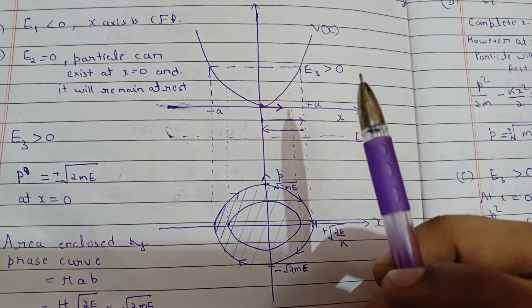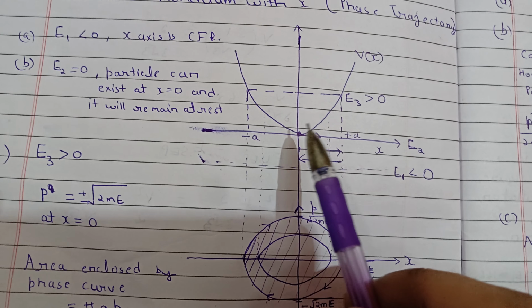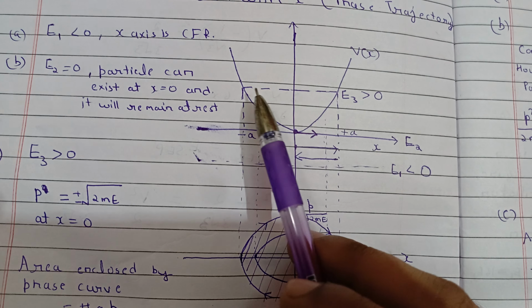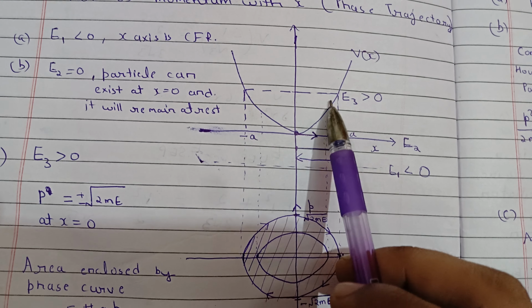Next is E2, where the particle can exist at x equal to 0 and it will remain at rest. Now the energy is E2, so only this region is possible, and the particle should be at rest at this point. This will be the second condition, when the energy E2 is 0. Now there is a third condition, the main one we will discuss. When energy is greater than 0, it will come somewhere here. We take E3 here. So we will have a classically allowed region in which the particle can oscillate.